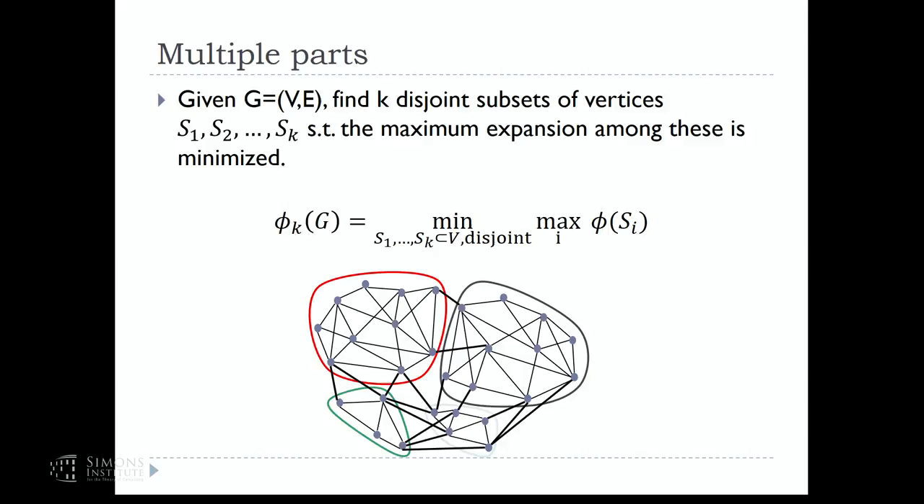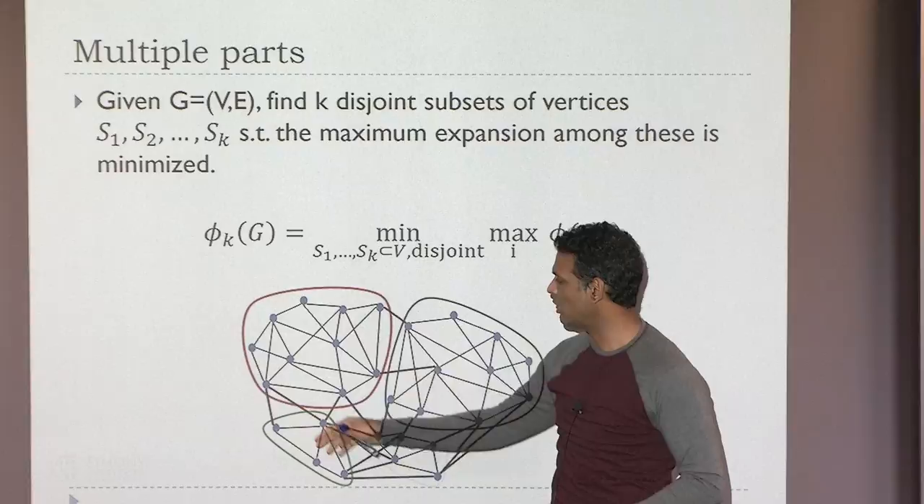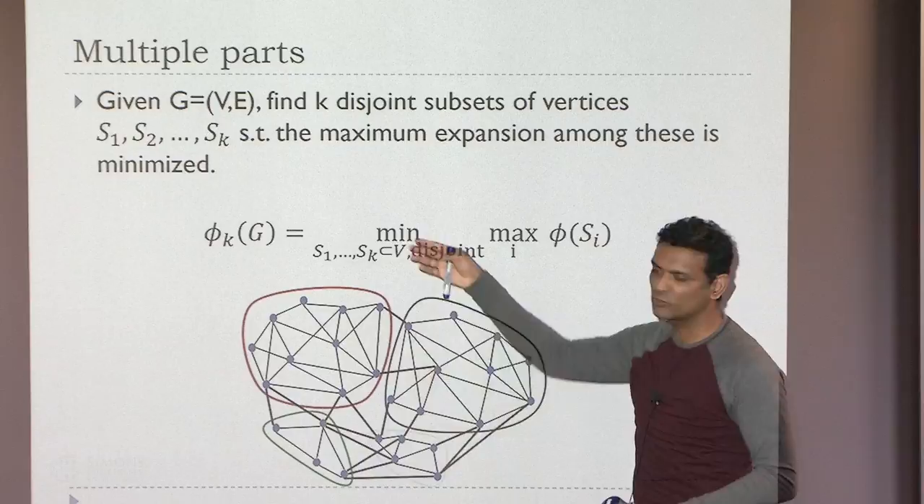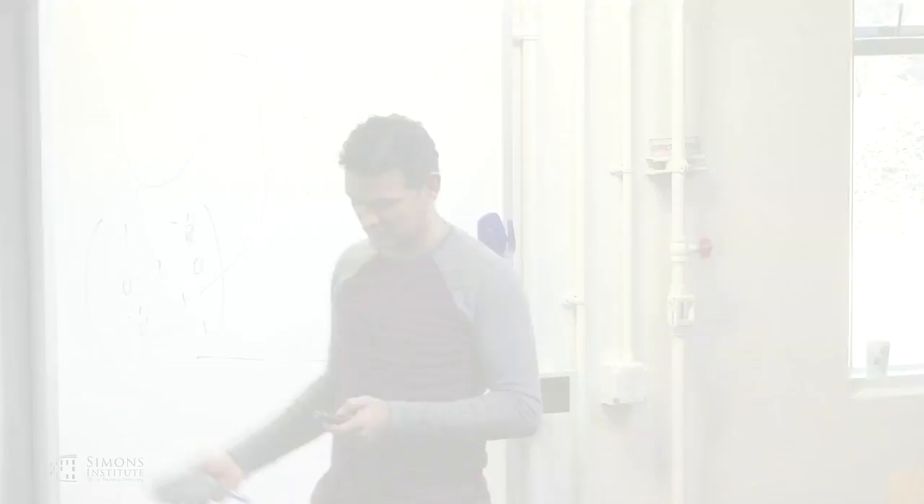This k-way expansion is, for each subset, suppose I partition into k subsets, for each subset look at the expansion, so the edges that go out versus it. And then you take the maximum over the k subsets and you'd like to minimize that. So find the cut that minimizes the maximum separation among these. You could define other ways. This seems to be the most natural way.